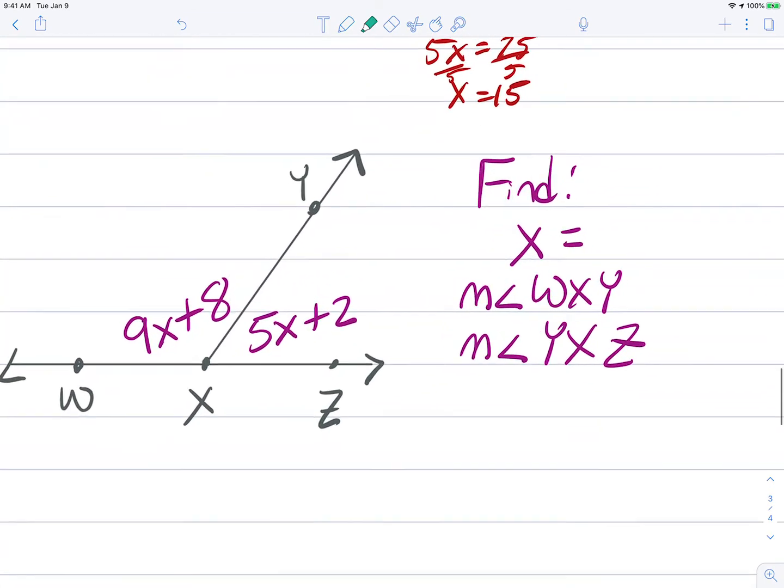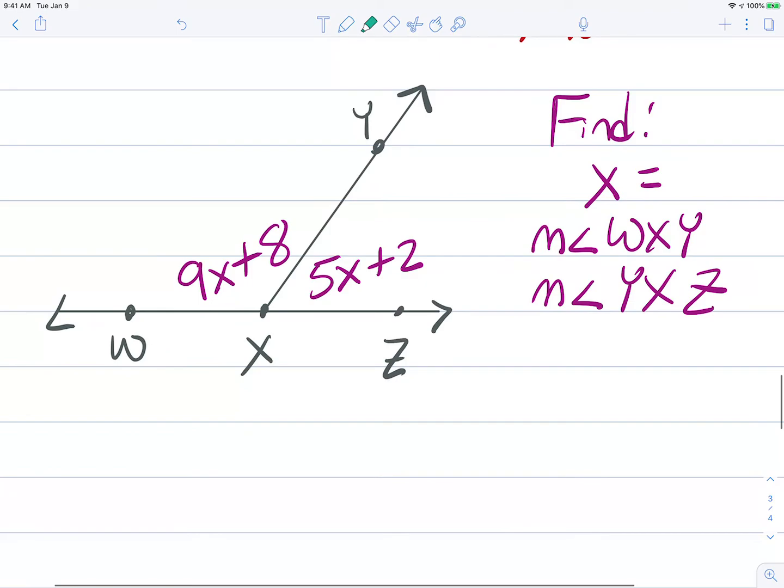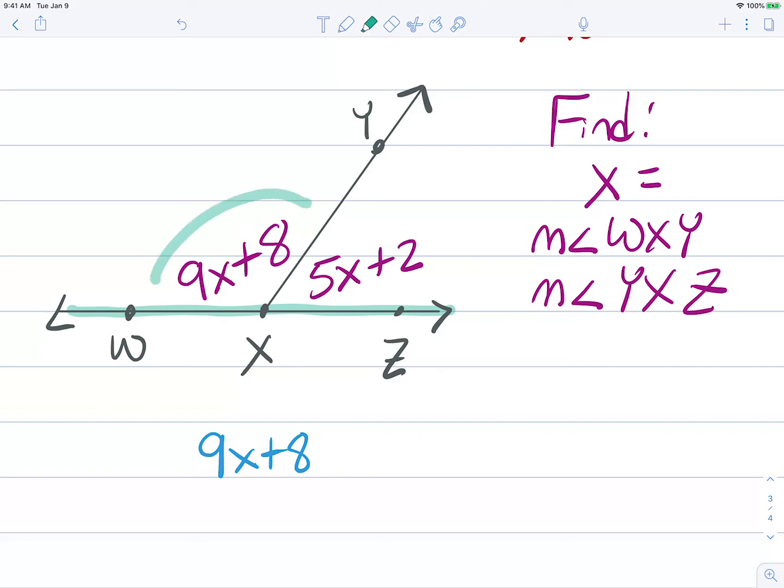Okay, one more problem. These two angles are supplementary, or also known as a linear pair, because they are on a line. So that means that these two must add up to 180 degrees. So my equation is going to be 9x plus 8, which is my first angle, plus 5x plus 2, which is my second angle, equals 90 degrees.